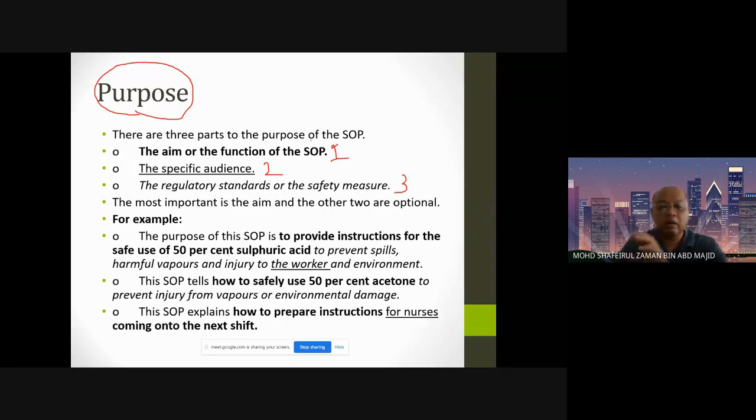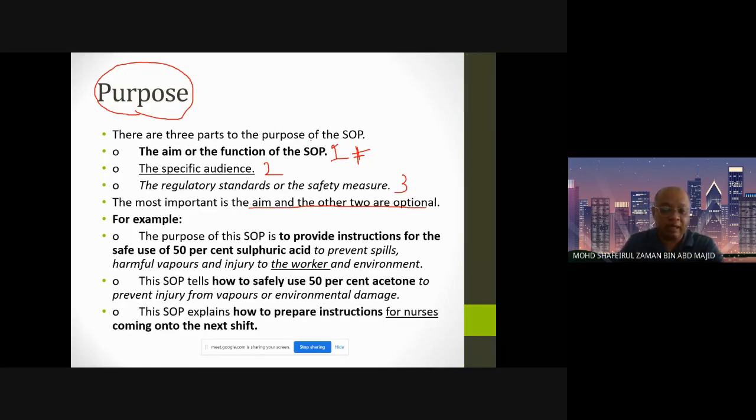Okay, so out of the three parts, the most important thing, and it is a must that you have, is the aim or the function. So you must have this. If you don't put the aim in the purpose part, then your marks will be deducted. Okay, so the most important is the aim, and the other two are optional. If you don't have number two and number three, no problem, but number one is compulsory.